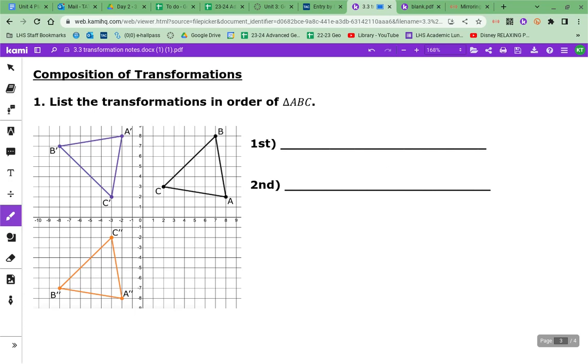Figure out which transformations happened first to get from here to here, and then to get from here to here. The way you know which ones are first is because, see how these are just A, B, C on the first triangle? That means it's first. A prime, B prime, C prime is second. A double prime, B double prime, C double prime, that's third. So which transformation happened to get from here to here? And then on number 2, which one happened to get from here to here? Okay, so try that with your group.